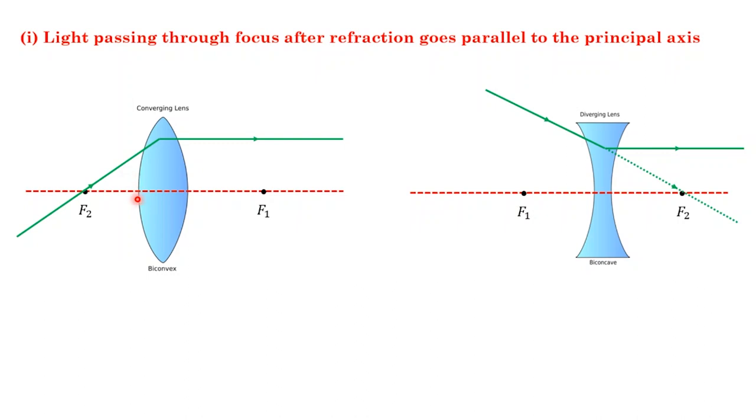In the case of a convex lens, light is actually going through the focus, and after refraction it goes parallel. But in this case, it appears that light is incident on the focus. After refraction it goes parallel to the principal axis.